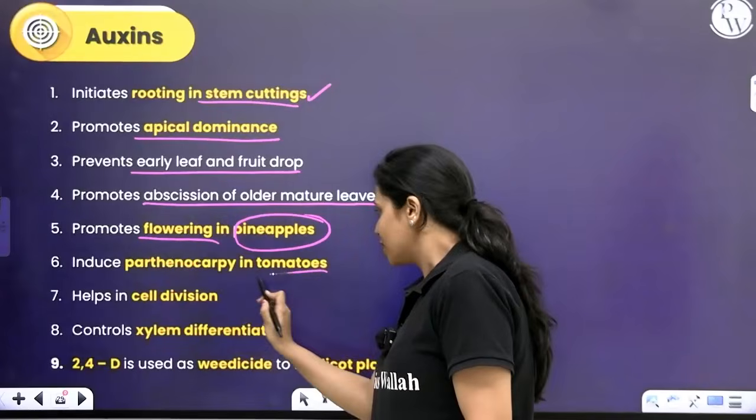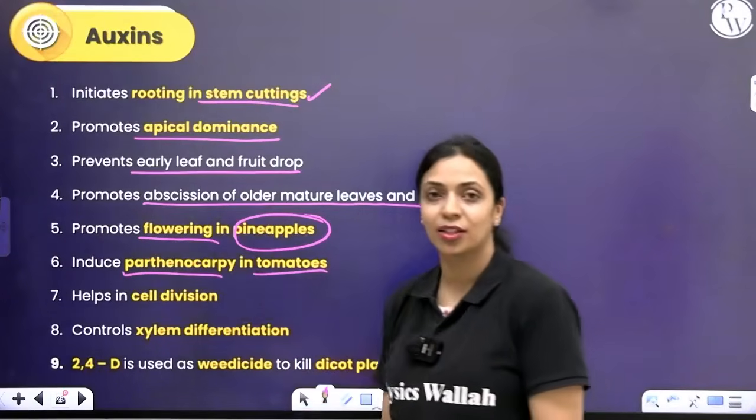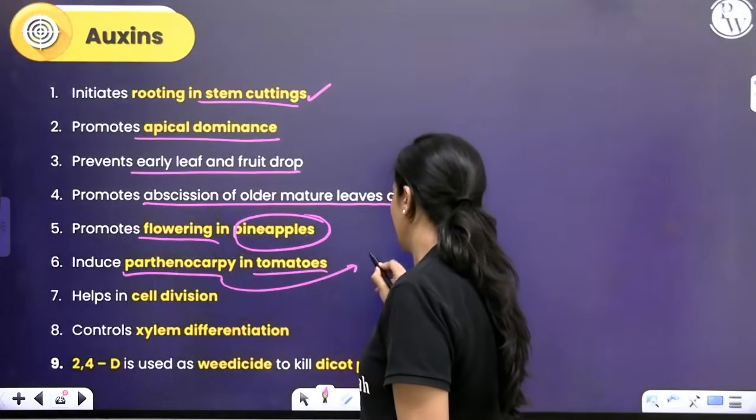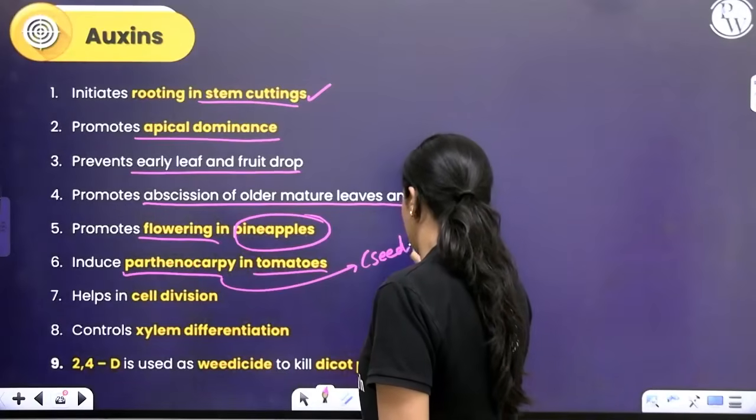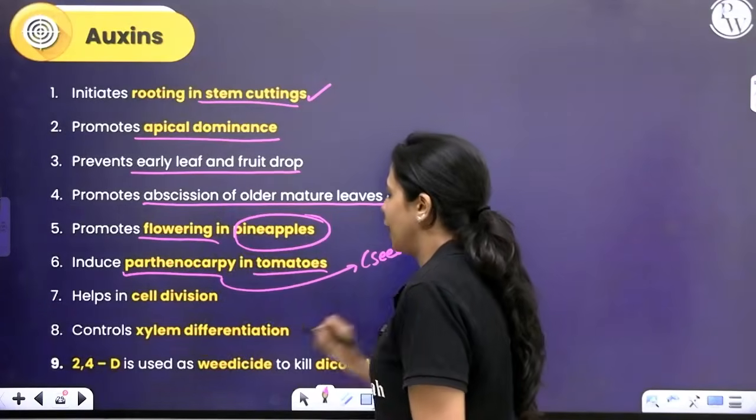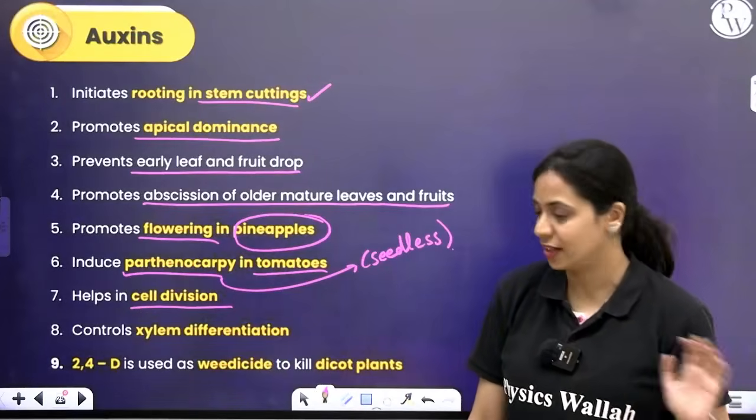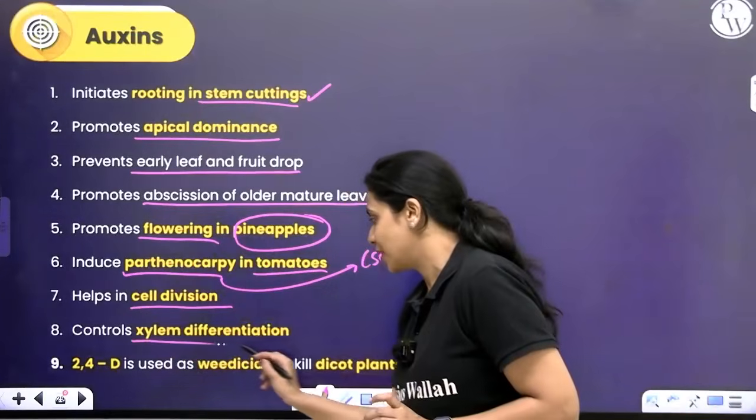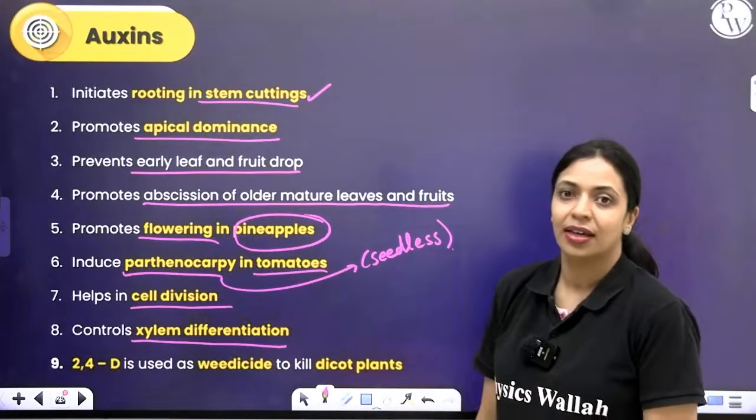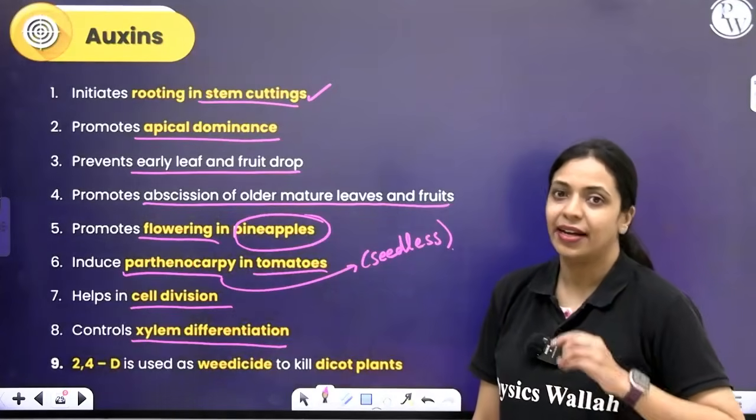Specifically in tomatoes, it induces parthenocarpy. Parthenocarpy means forming seedless fruits. It promotes cell division as well. It is used in tissue culture along with cytokinins. It controls the differentiation of xylem, very important. It acts as a weedicide as well.